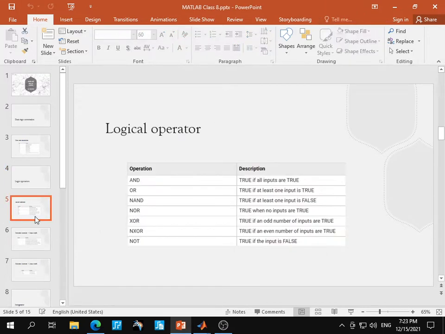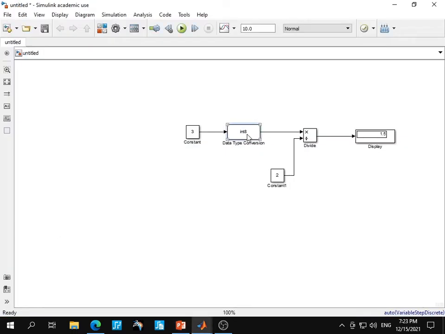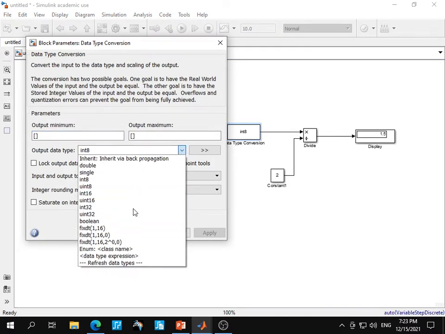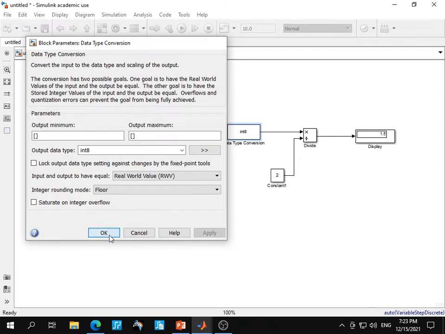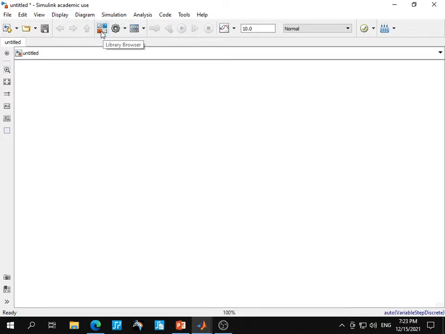Logical operation. So what is logical operation? Remember, as we talked about, there's a Boolean type of data in here, which means true or false. So we can have true or false statements inside Simulink.